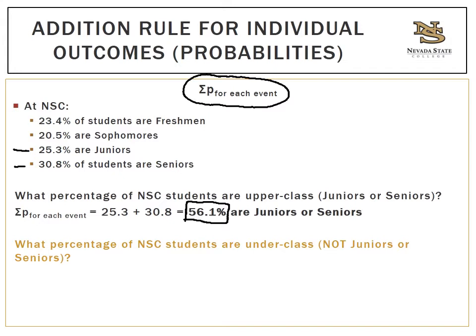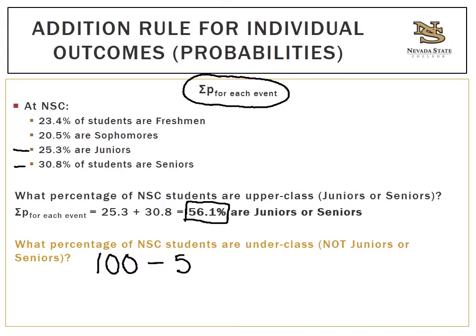Okay, so hopefully you pause the video and try it on your own. This one's not too complex. There's two ways you could get it. One way is the complement rule. Since we're working with percentages, we're not going to use 1, we're going to use 100. So 100%, all the students, minus the percentage who are upper class, who are juniors or seniors, right?